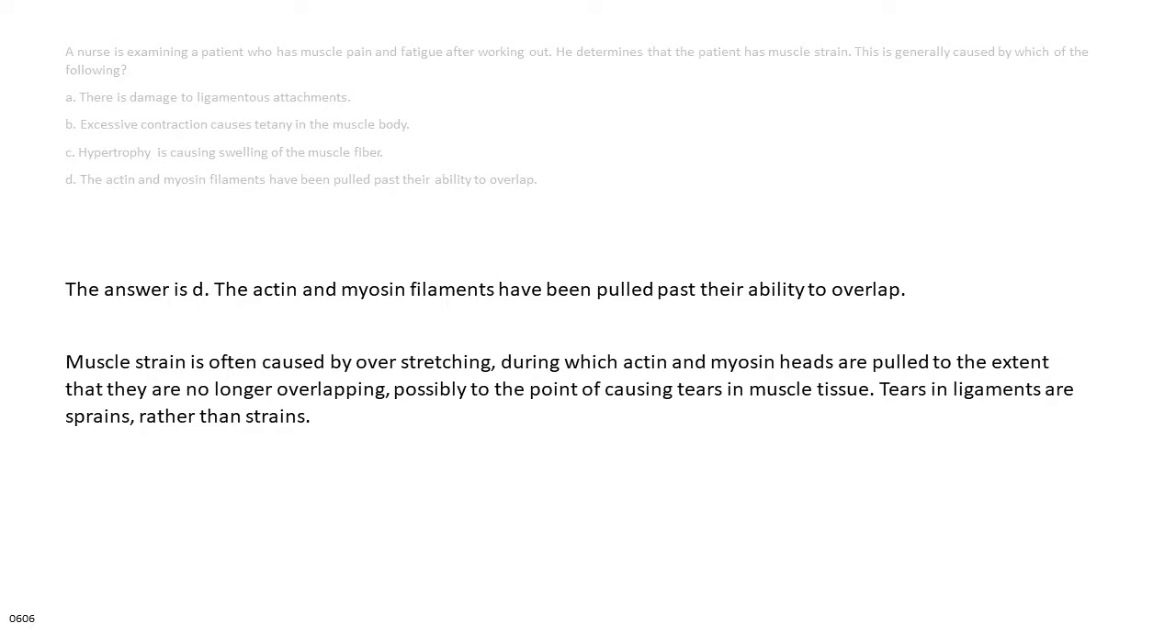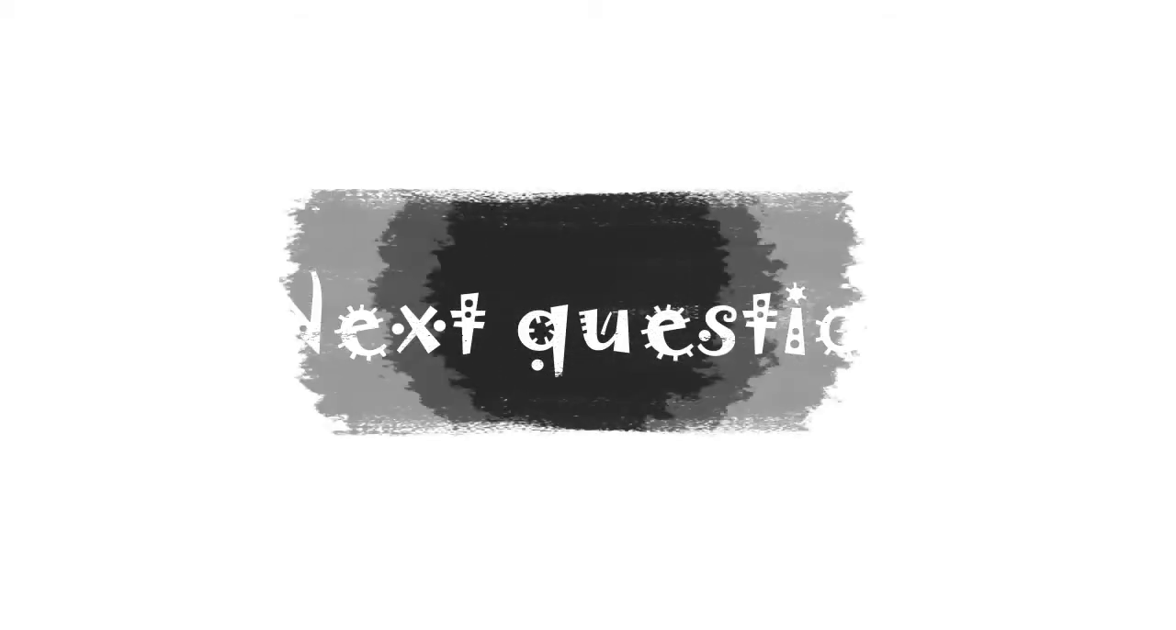The answer is D. The actin and myosin filaments have been pulled past their ability to overlap. Muscle strain is often caused by overstretching, during which actin and myosin heads are pulled to the extent that they are no longer overlapping, possibly to the point of causing tears in muscle tissue. Tears in ligaments are sprains, rather than strains.